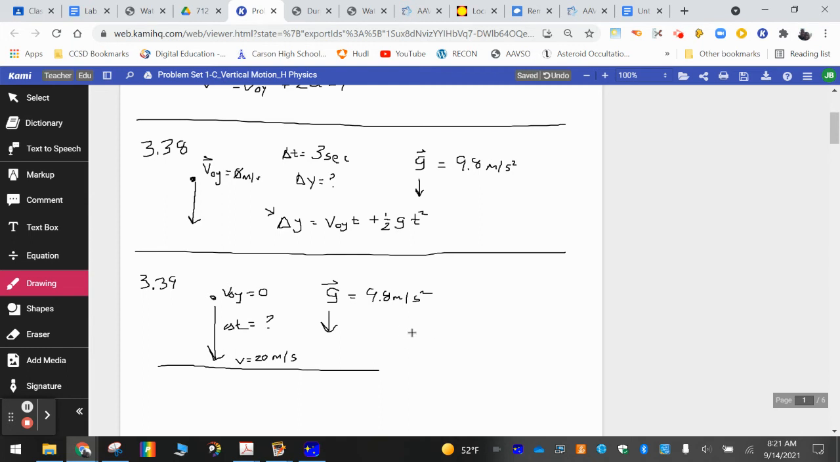Well, there's several equations we can use, but let's take a look at this one right here. It says that the final velocity is equal to the initial velocity in the y direction plus gt. So I think we have the final velocity, we have the initial velocity, we have g, and we just need to solve for t. All right, give that a shot.